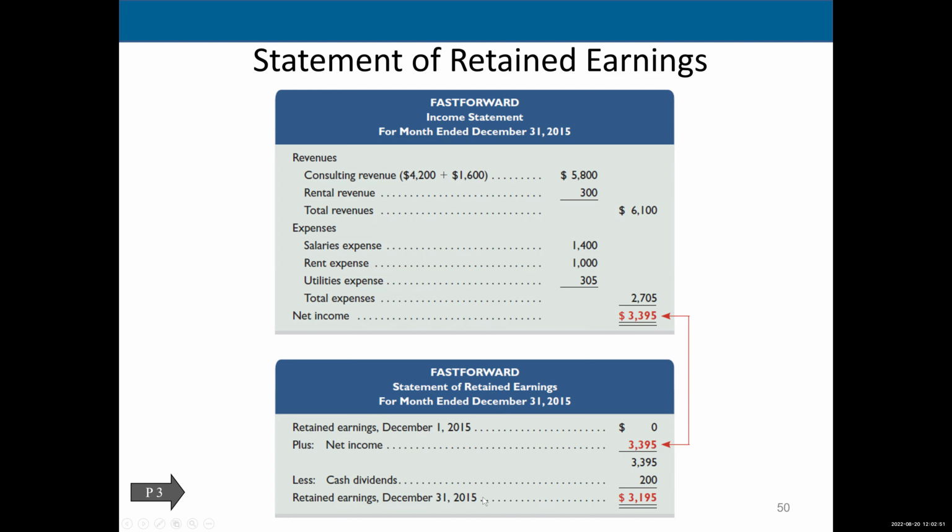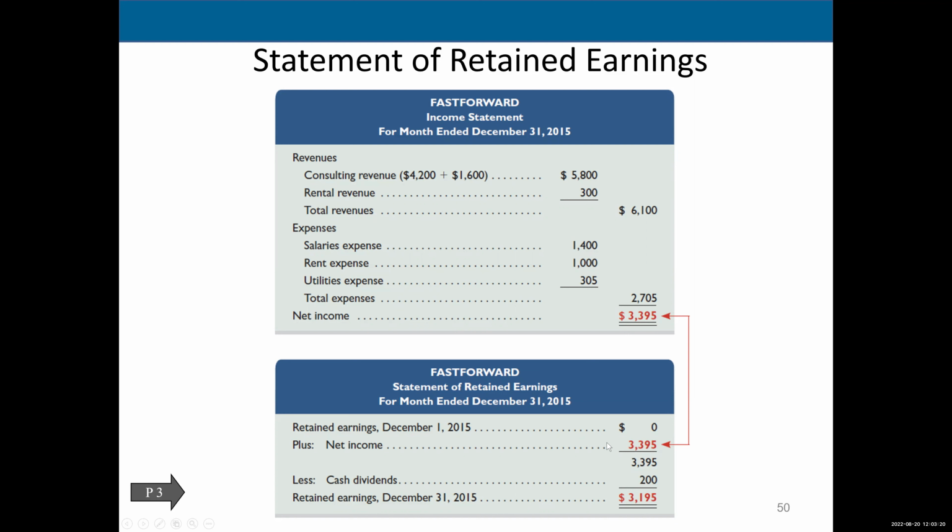Okay, so what is the purpose of the statement of retained earnings? It's to show the change in retained earnings. It answers the question, well, how come on December 1 we had no retained earnings, zero? Well, it's because we just started our business, apparently. Well, then at the end of the month, we ended up with $3,195. Why did it go from zero to $3,195?